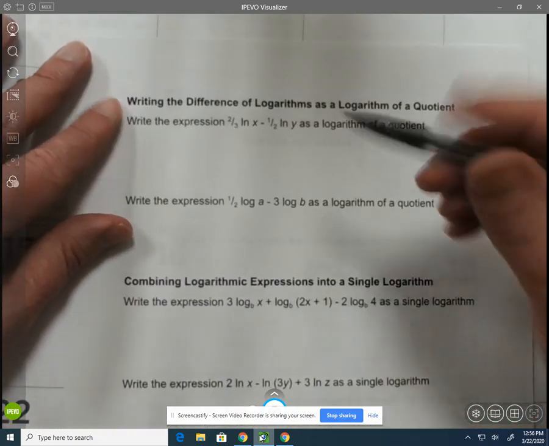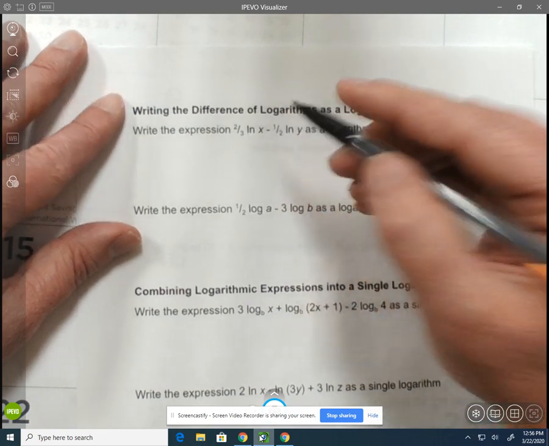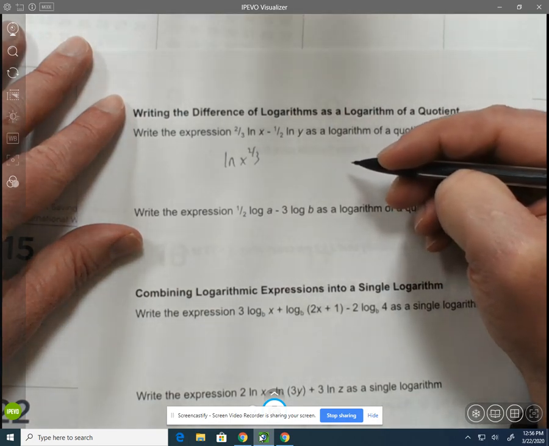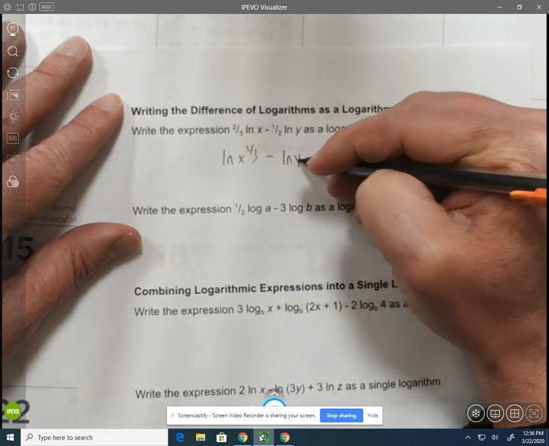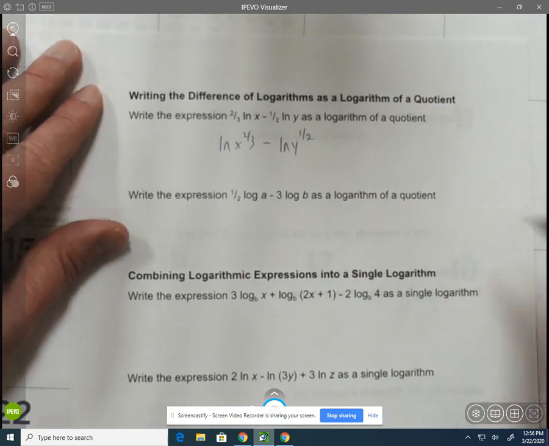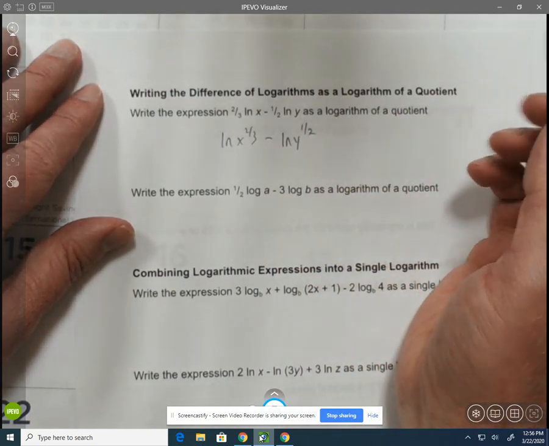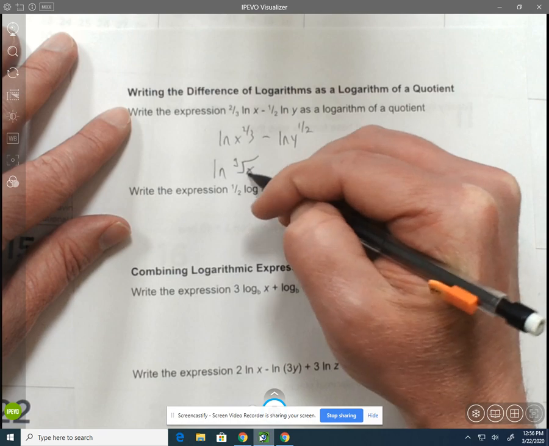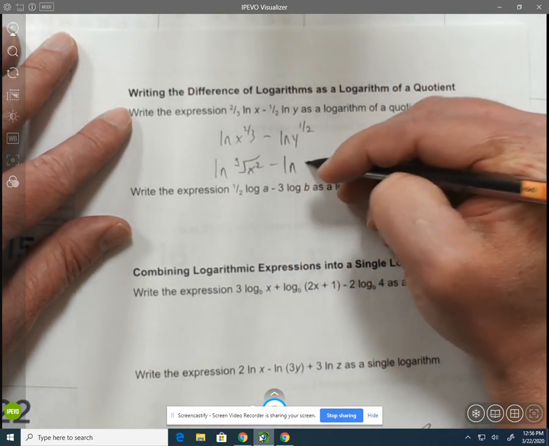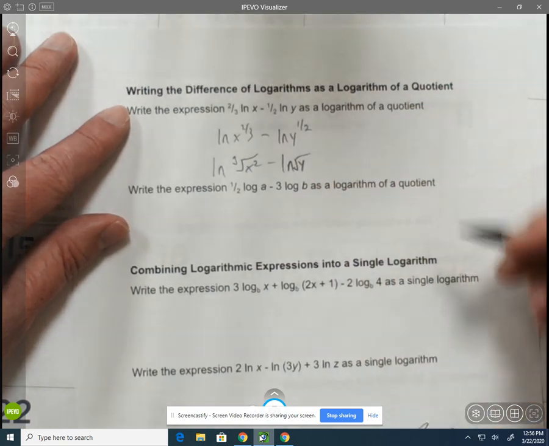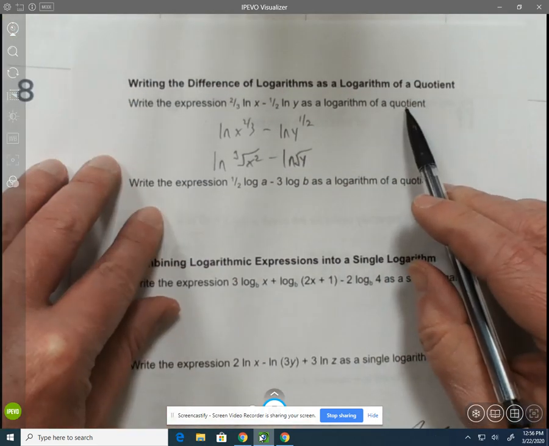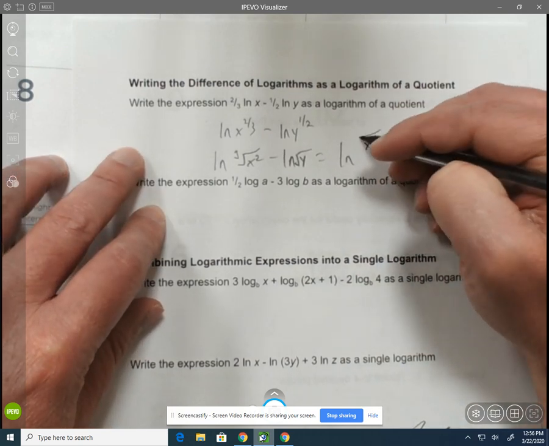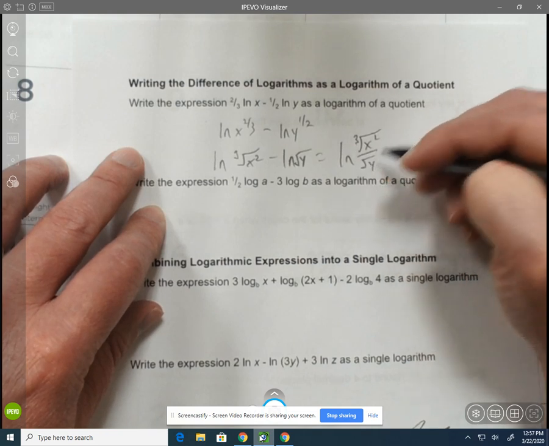And again, I can also do that backwards. So I can bring the 2/3 up. So this would be the natural log of x to the 2/3 power minus the natural log of y to the 1/2 power. Now I can rewrite this. x to the 2/3 is the cube root of x squared, and y to the 1/2 is the square root of y. And then I want to write that as a single logarithm, so I can write that as the natural log of the cube root of x squared divided by the square root of y.